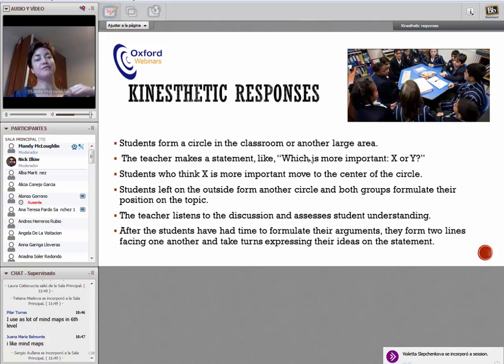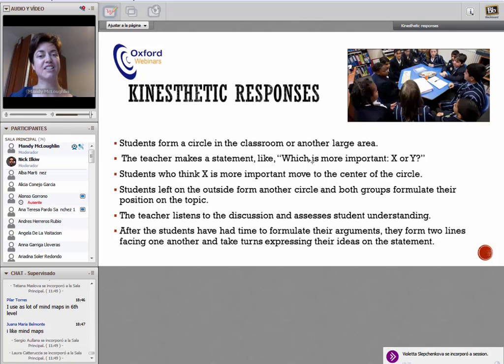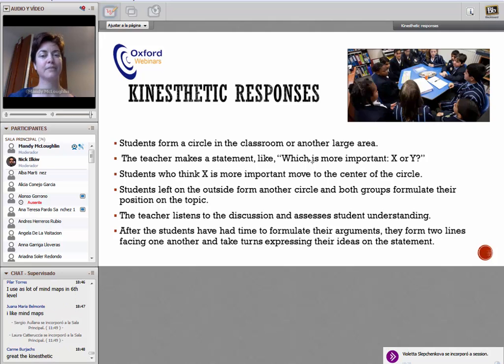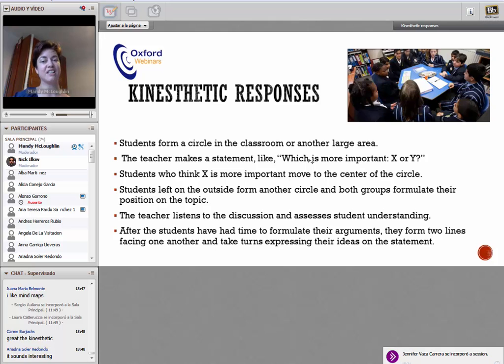For example, the students form a circle in the classroom. The teacher says, which is more important, X or Y? Or what do you like more, cats or dogs? Or where they have to choose between two things, okay? So students who think X is more important move to the centre, take a step in. Students who are left outside form a different circle separately, and they can then discuss their position on the topic, okay? The teacher then listens and then assesses what they understand, okay?